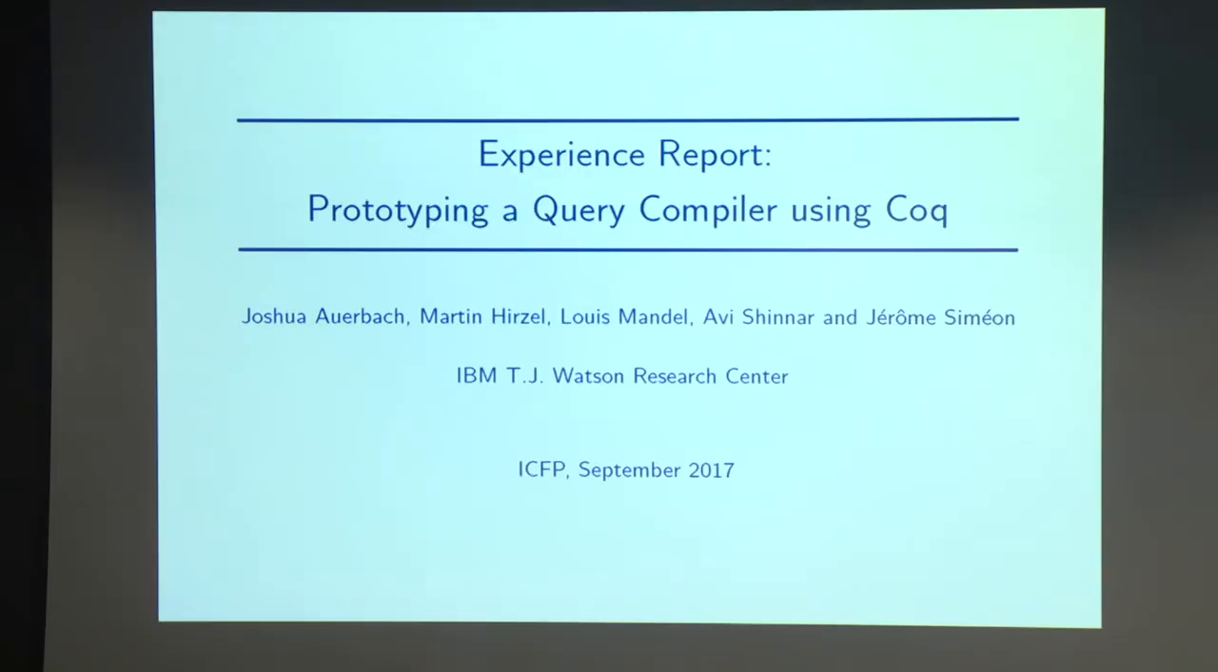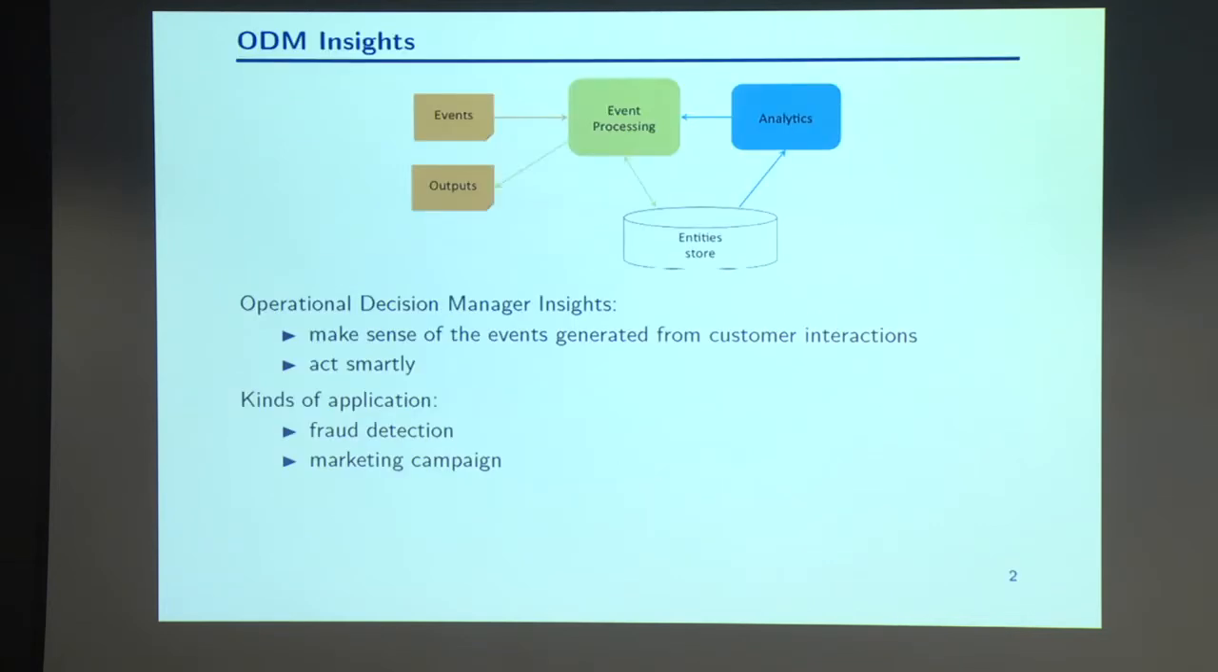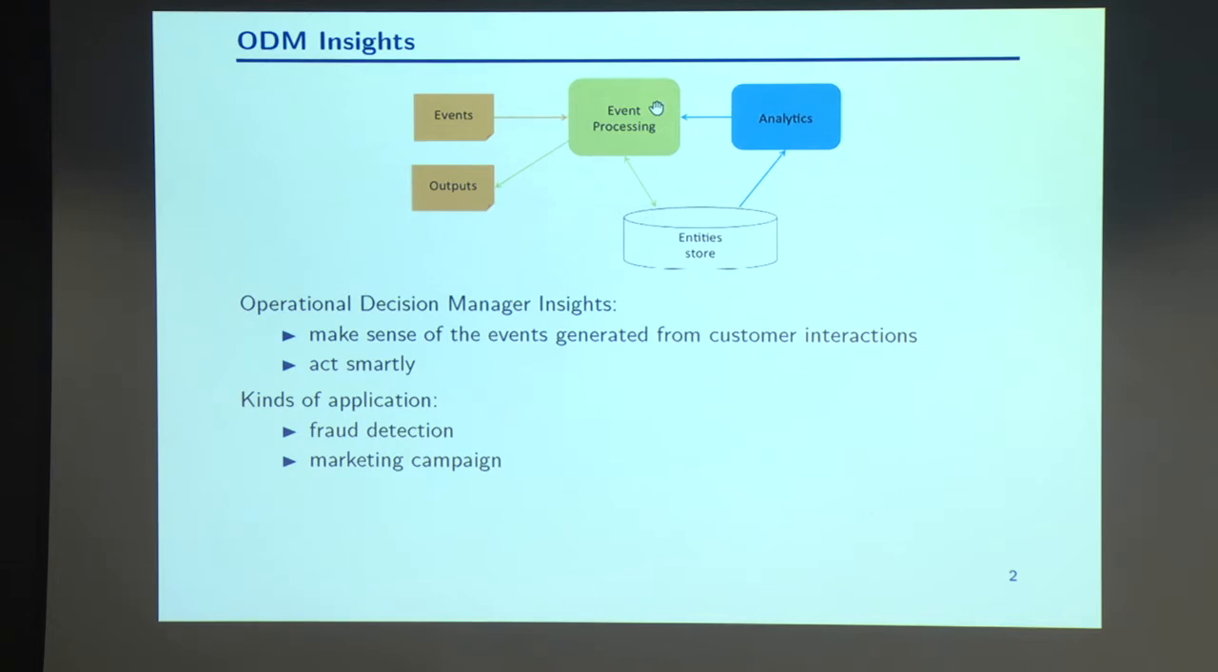So today I will present how we use the Coq proof assistant to build a prototype for a product at IBM. The product we were interested in is Operational Decision Manager Insight. The idea is to act smartly to events generated by customer interaction. A typical application can be to detect fraud on credit card transactions. When a credit card transaction occurs, it will generate an event that is going to enter the system.